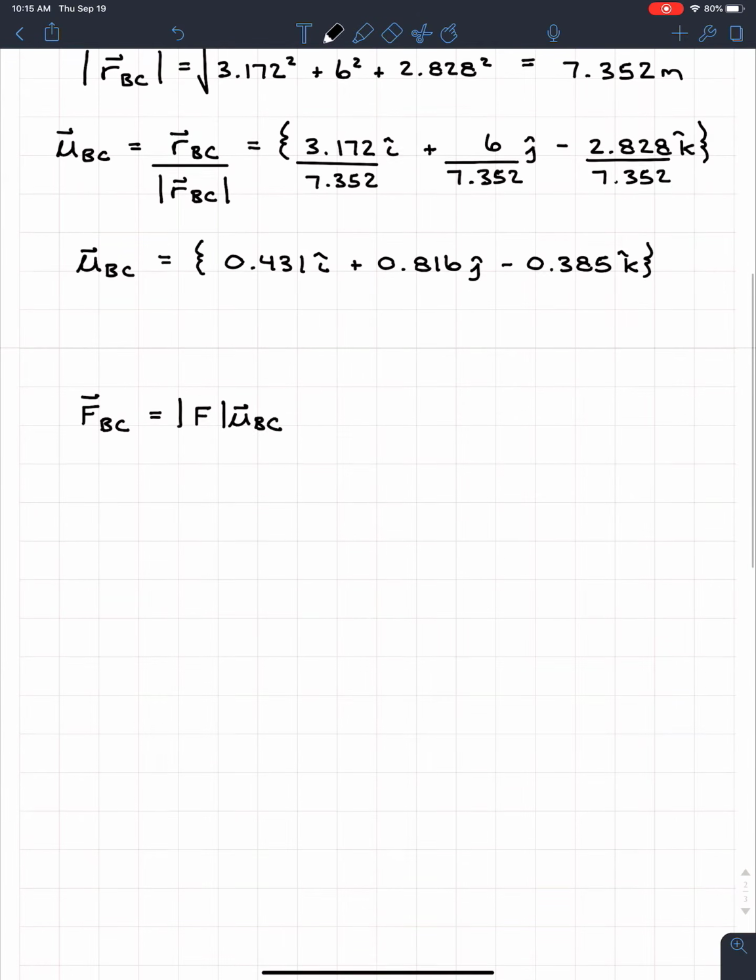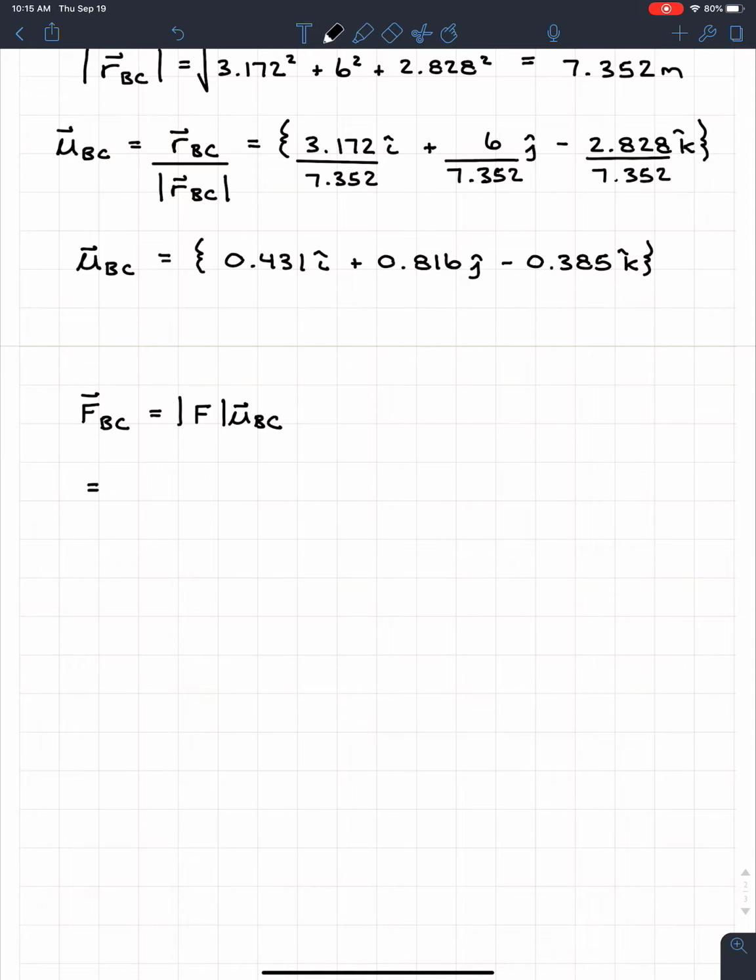So we know both of these now, so we can just simply go is equal to 600, and then we can multiply it into this vector, so the 0.431 in the i direction, plus 0.816 in the j direction, minus 0.385 in the k direction. So I just wrote the unit vector again, and it's very easy just to multiply that in, because in the end what we're going to get is another vector, because this is what we want. We want it in Cartesian vector notation, of course.